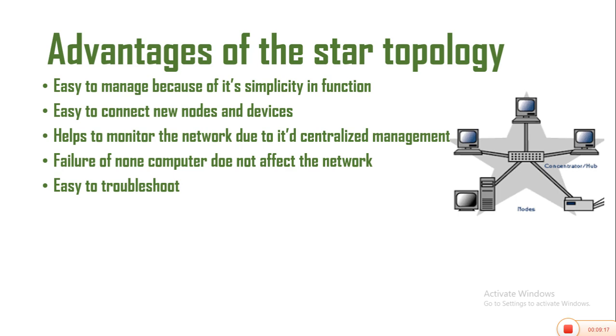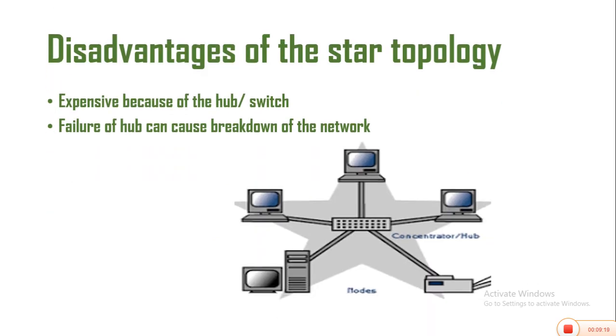Now let's look at the disadvantages of the star topology. One of the disadvantages is that it is expensive because of the hub or switch. This is the hub, and the hub might be expensive depending on your pocket. So if you cannot afford the hub, it might be expensive for you to set up this type of network topology. Another disadvantage is that failure of the hub can cause breakdown of the network. Remember that the connection is centralized through the hub. So if the hub fails, the network is affected.